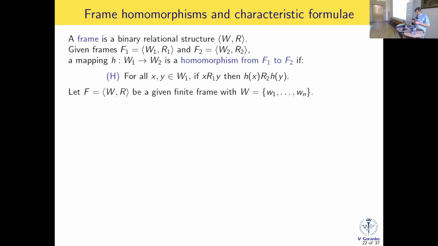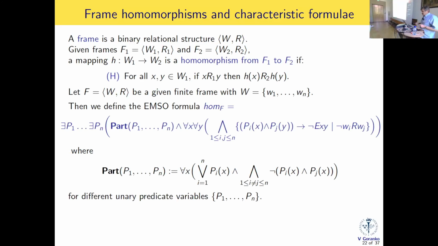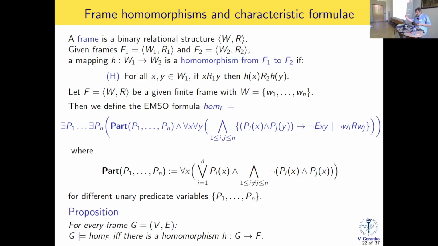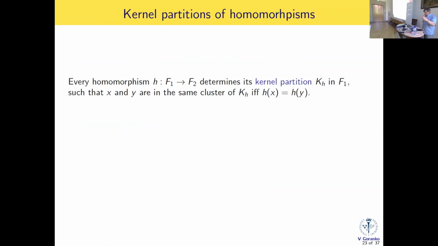Now let us fix a finite frame like this one. Then ask the question: given another frame, is there a homomorphism from that other frame to this target frame? It is quite easy to see that existence of such a homomorphism can be characterized by an existential MSO formula like this, which says there is a partition of the source frame such that so-and-so holds. This is a kernel partition of this homomorphism. So we can characterize existence of a homomorphism from G to F with this EMSO formula being true in G. Again, we can talk about a kernel partition that corresponds to existence of such a homomorphism.